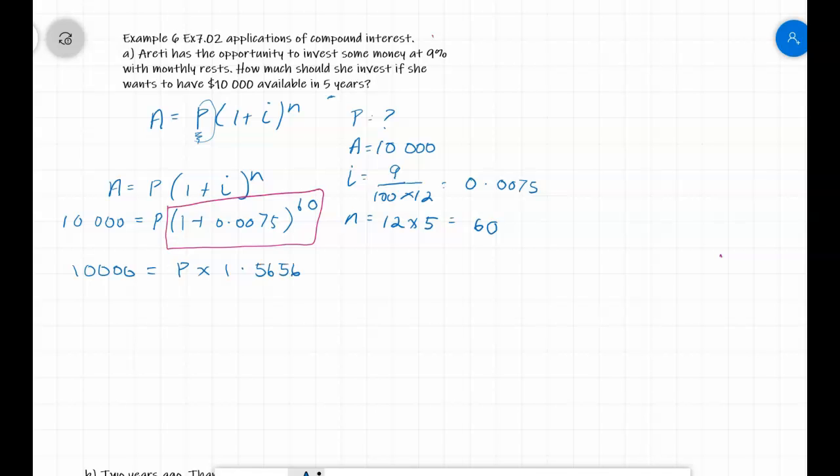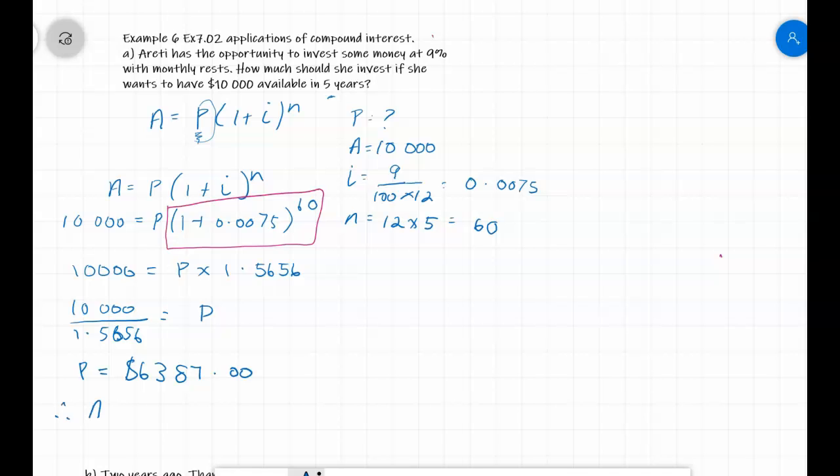Now I can divide both sides by this 1.5656, so $10,000 divided by 1.5656 is equal to the P. So the P would be equal to, when I put this into my calculator, $6,387 that Areti needs to invest right now to have $10,000 in 5 years' time.